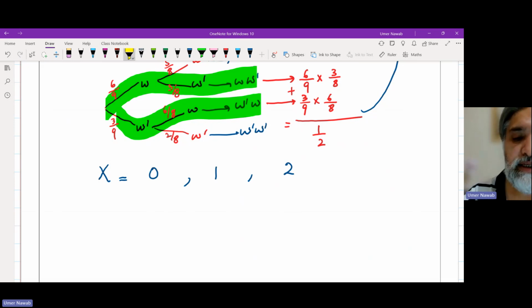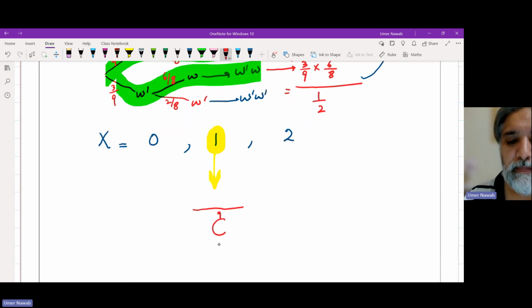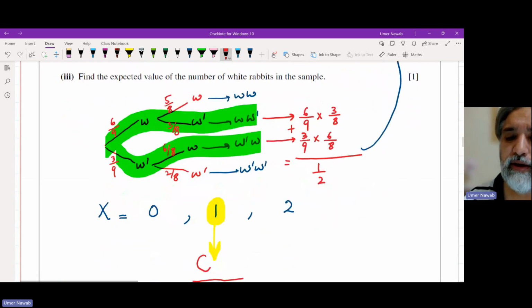And in this case, the examiner is asking you to pick 1 white rabbit. So total rabbits are how much? Total 9 rabbits I have, and I want to pick 2 rabbits out of them. Clear? And he says that white rabbits are how much? Did I write it?